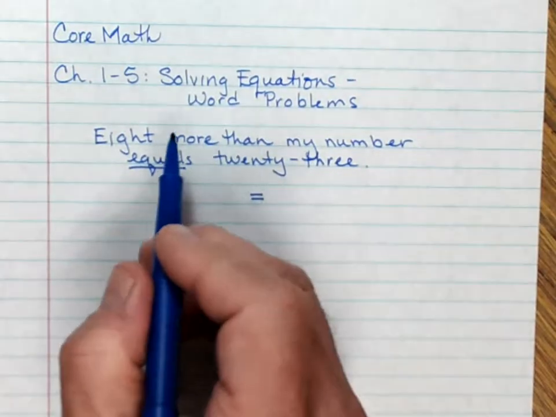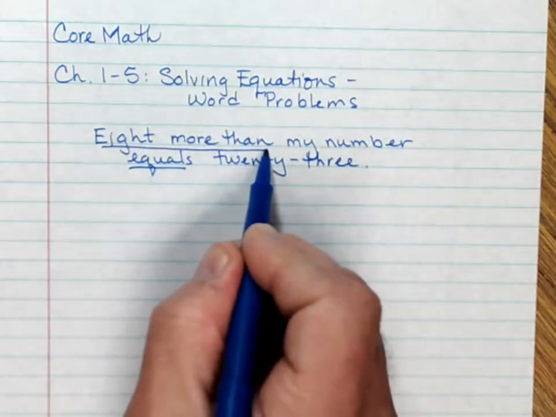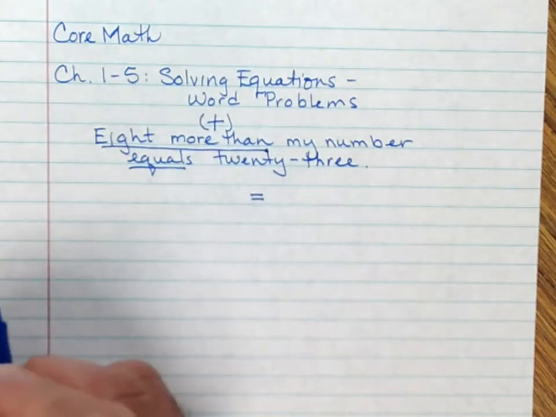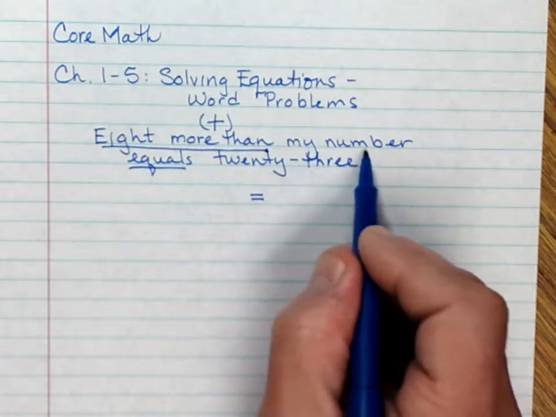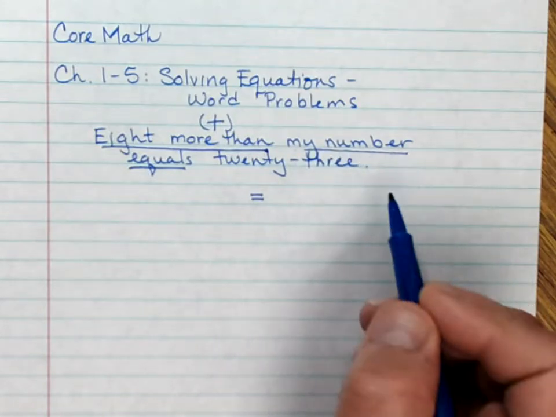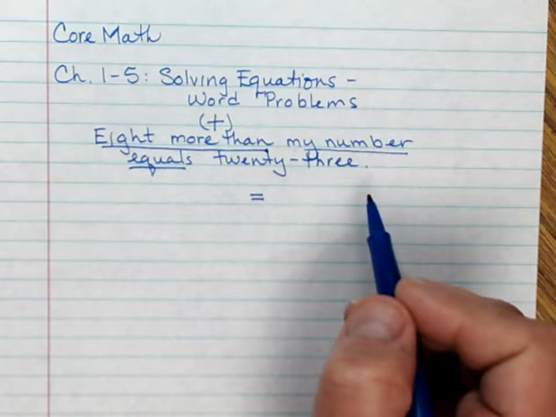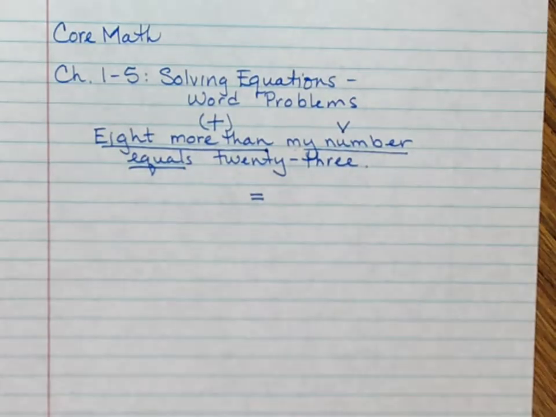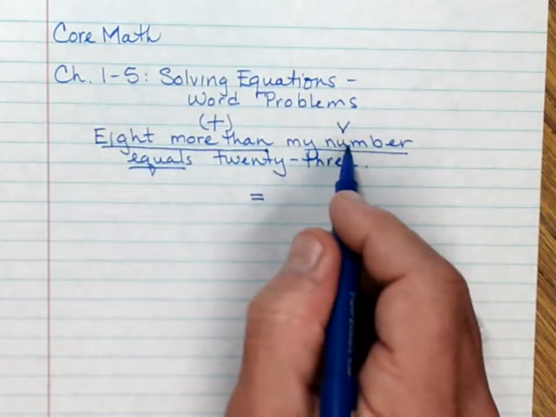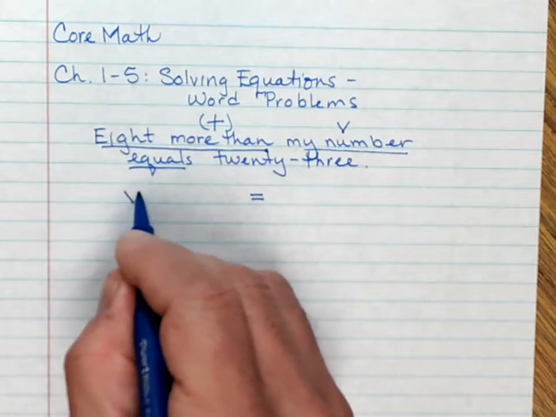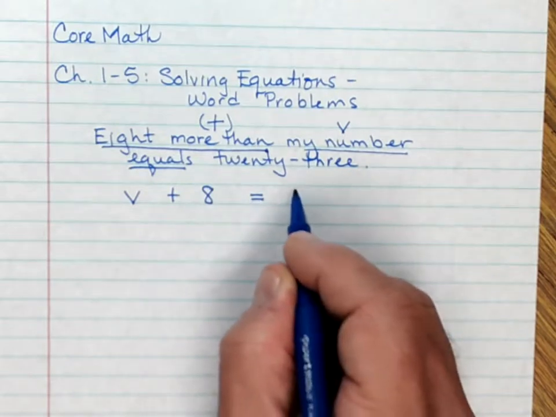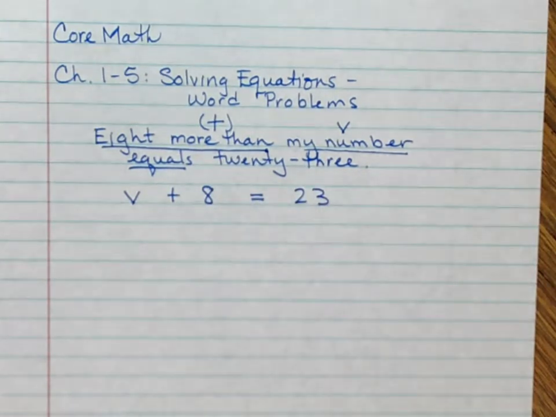So let's start with 8 more than. Well, more than represents addition. And here we have my number. Well, my number can be anything. And how do you represent a number that could be anything? You use a variable. Let's use the letter V for variable right now. So my number, and then 8 more than that, equals 23. And there it is. V plus 8 equals 23.